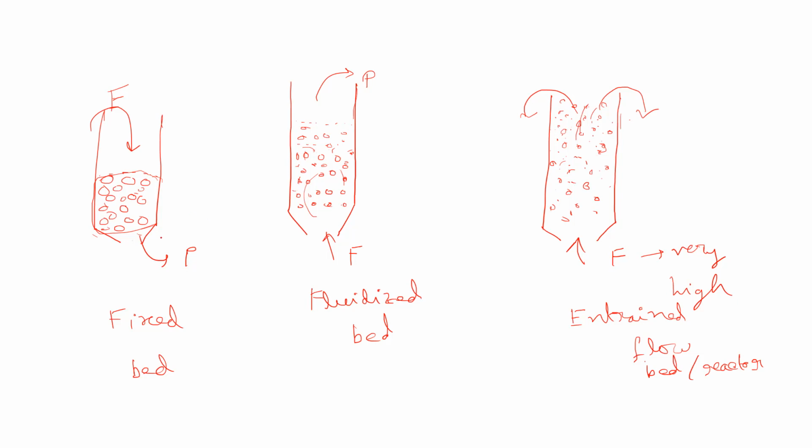In case of fixed bed, the bed doesn't expand. In case of fluidized bed, the bed starts expanding after a certain velocity it achieves. And in case of entrant flow bed, the inlet flow rate should be very high, and some of the solid or catalyst particles will flow out from the top of the reactor bed. Okay, this situation is called entrant flow bed. I hope this is clear.